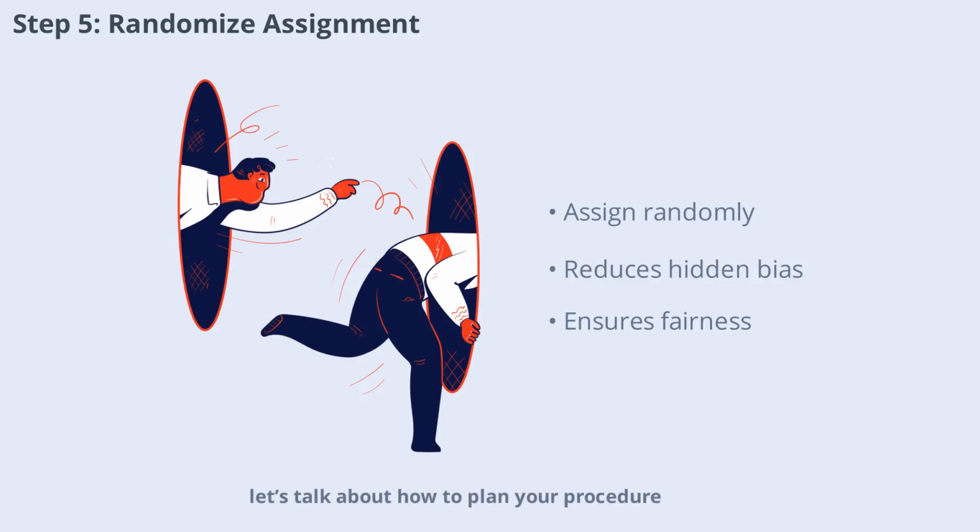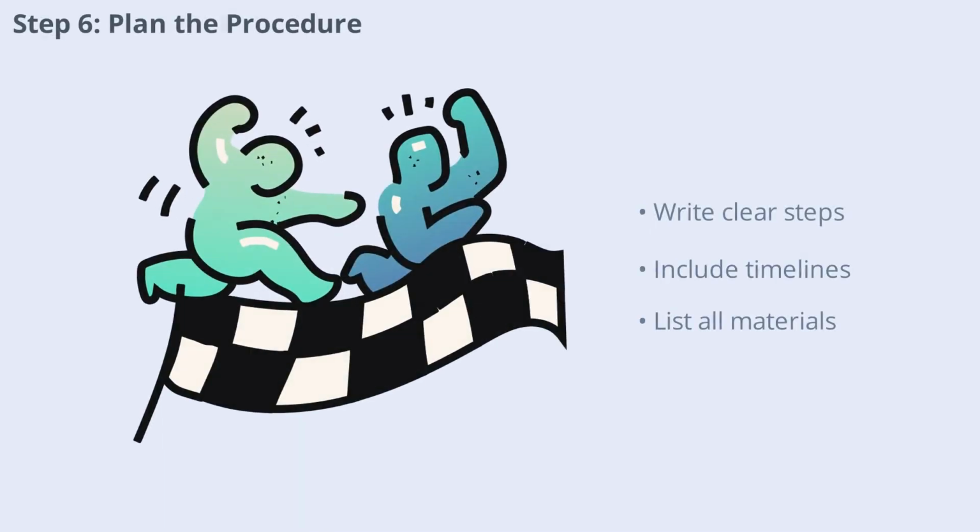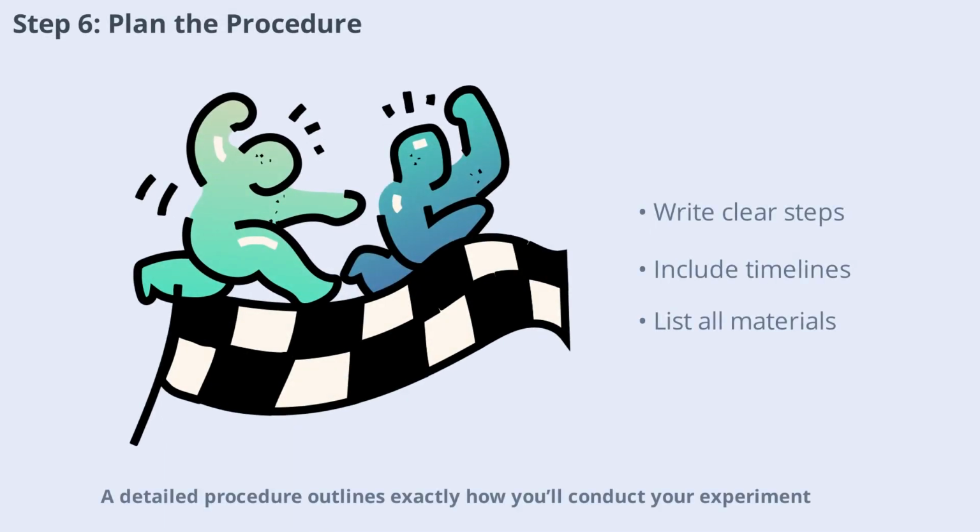Next, let's talk about how to plan your procedure. Detailed procedure outlines exactly how you'll conduct your experiment. This includes step-by-step instructions, timelines, and materials needed. For example, you'd specify how much sunlight each group receives, how often you'll measure plant height, and how you'll record your data. A clear procedure ensures consistency and makes it easier for others to replicate your work.